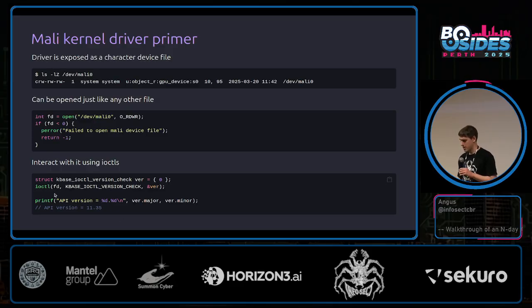When you're doing an ioctl, you pass it the file descriptor of the device file that we just opened. We give it an ioctl number. So here we're saying we're going to do the version check ioctl to find out what version our driver is. And then we give it some data. Here we're going to give it this version check struct, which it's going to fill out for us with the version information. So when we call ioctl, it fills it out, and then we can print it out, and we can see our version is 11.35 in this example.